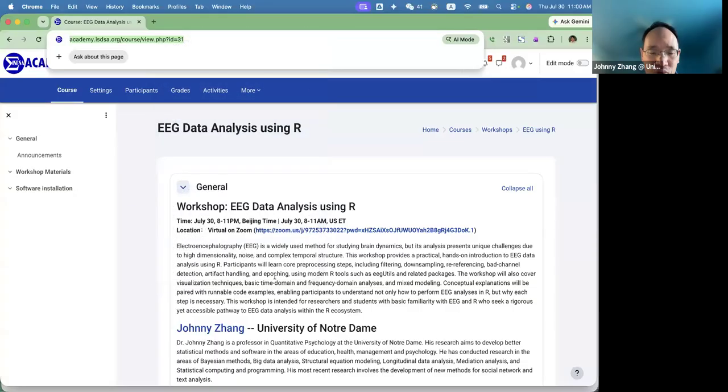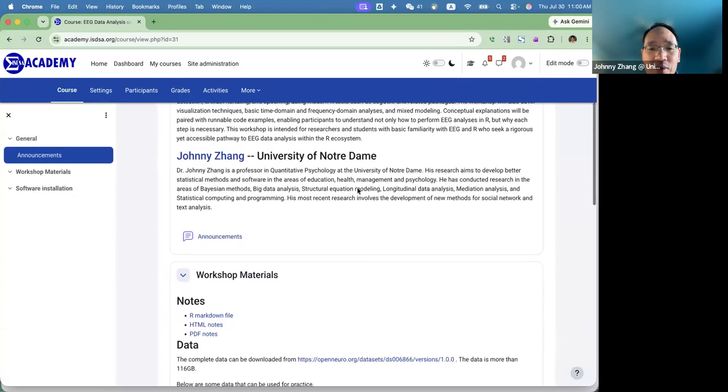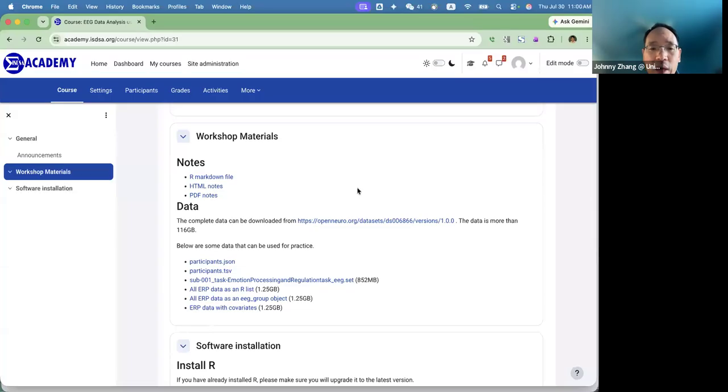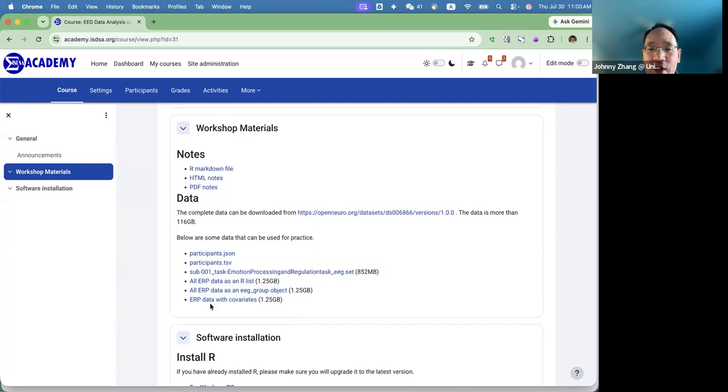I'll put this in the chat so you can save this link. Once you click this link, you should already have an account. Once logged in, you can see the course page looks like this. I can send you the notes and the markdown file later, but I cannot send the data files as they are quite large. You can see the workshop materials. You can find a list of datasets here, and also the markdown files. The notes I just showed you, I also converted into PDF notes, to make it easier for you to read on your screen.